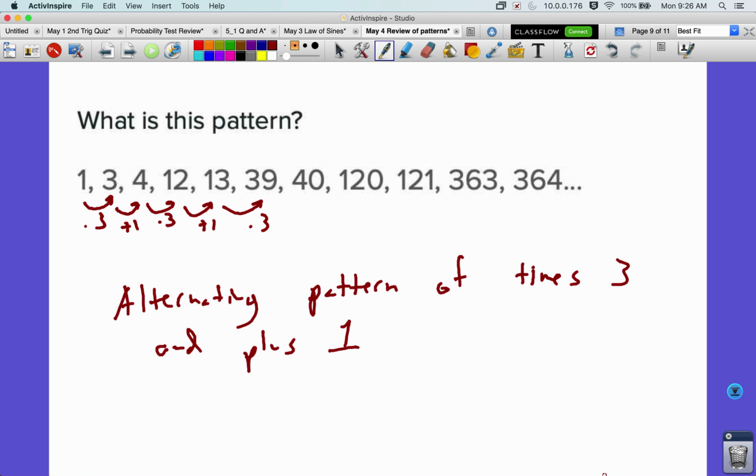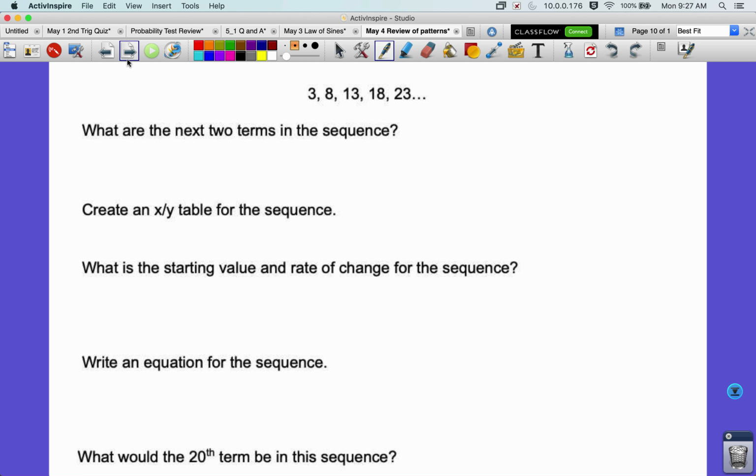And you can have even more complicated alternating patterns. They can alternate between multiple things. It could be like an alternating pattern of adding 3, multiplying by 4, dividing by 6, and then subtracting 4, and then that repeats. And those can be really hard to pick out if it's not just 2 things alternating.